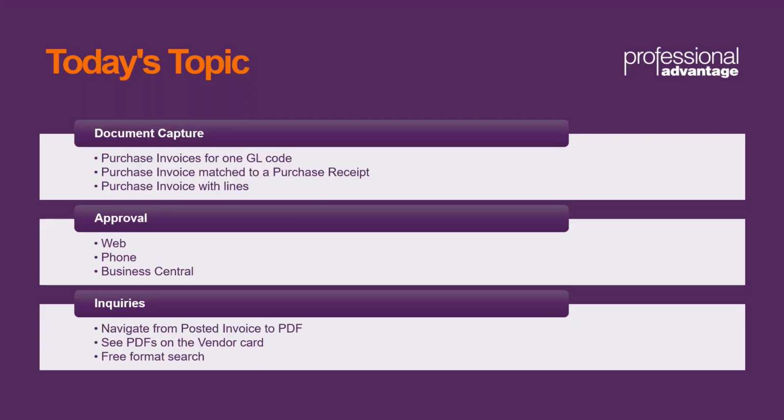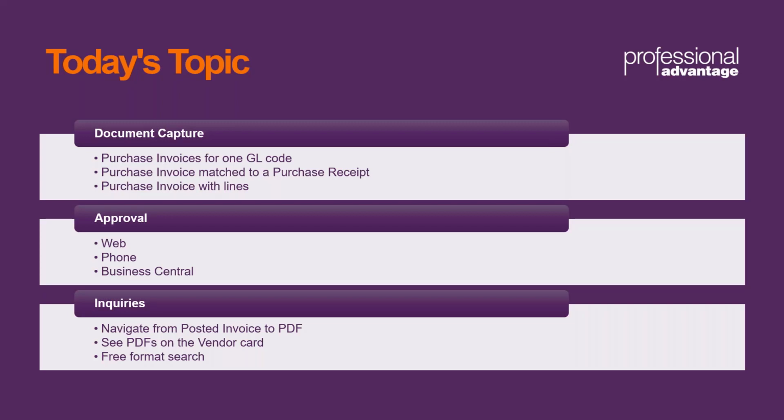This is the agenda for the demonstration that we're about to go into. So I'm going to show three types of purchase invoices. The first ones have got a GL code. So we're going to capture a total amount, and all of that amount is going to go to one GL code. The next one, I'm going to capture a purchase invoice where we've already had a purchase order, and I've pre-prepared it, and I've done a purchase receipt for that purchase order, and we're going to match the invoice to that.